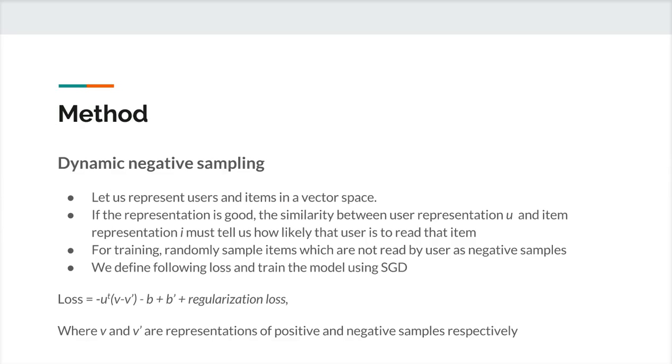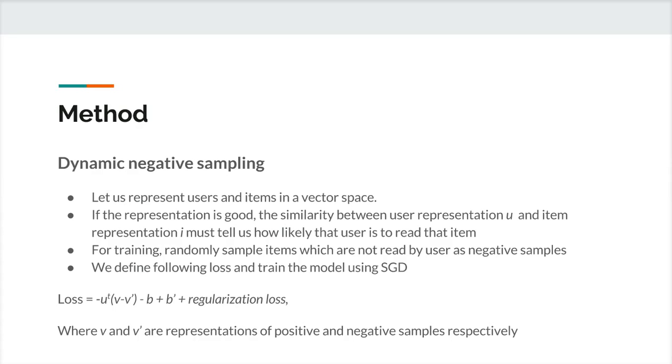One of the methods we used is dynamic negative sampling. We represent users and items in a vector space. If the representation is good, the similarity between user representation U and item representation I must tell us how likely that user is to read that item. For training, randomly sampled items which are not read by the user are considered negative samples. We define the following loss and train the model using stochastic gradient descent.